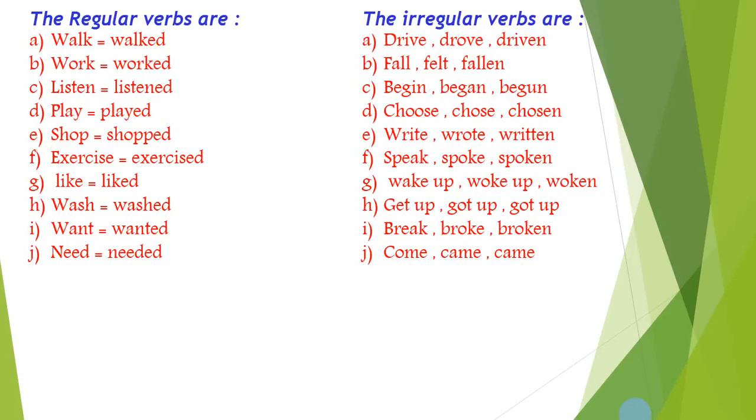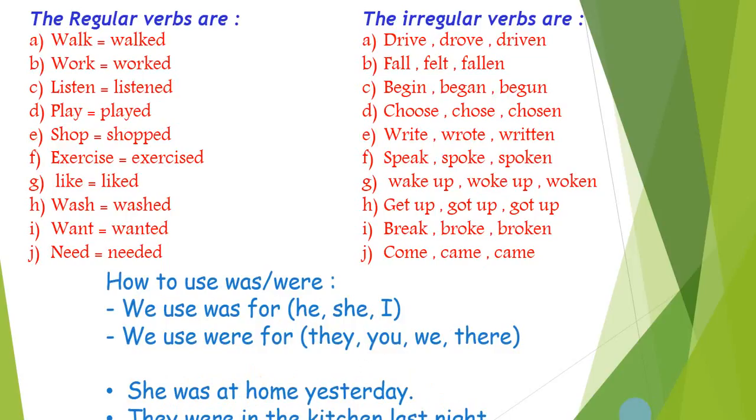And also I want to tell you that when we use were and was, we use was for he or she or it and I. We can't use were for I, because were is only for the plural, which is they or you or we. Like the examples given below, we use were for they, you, we, and there.